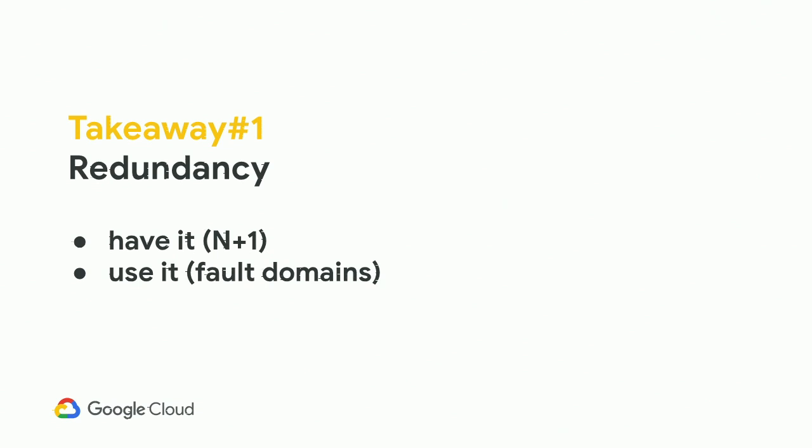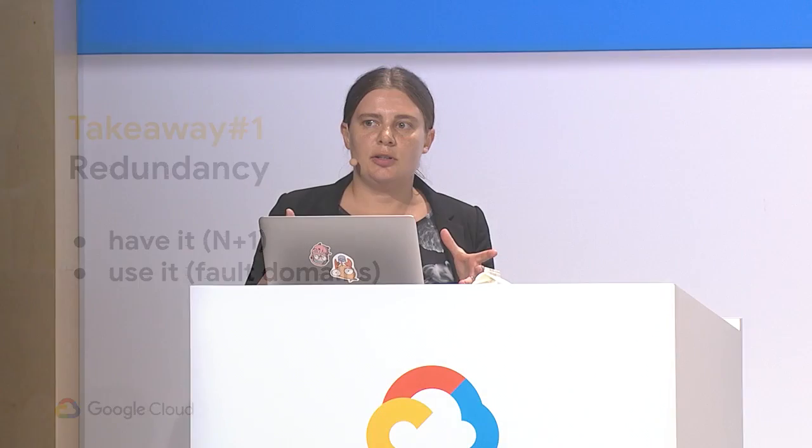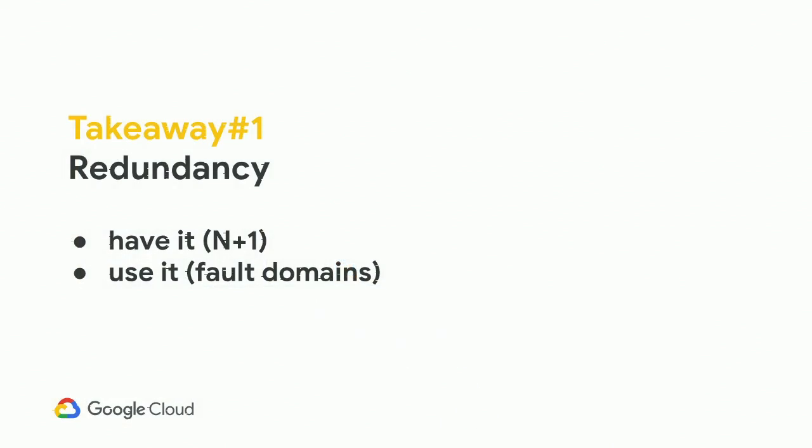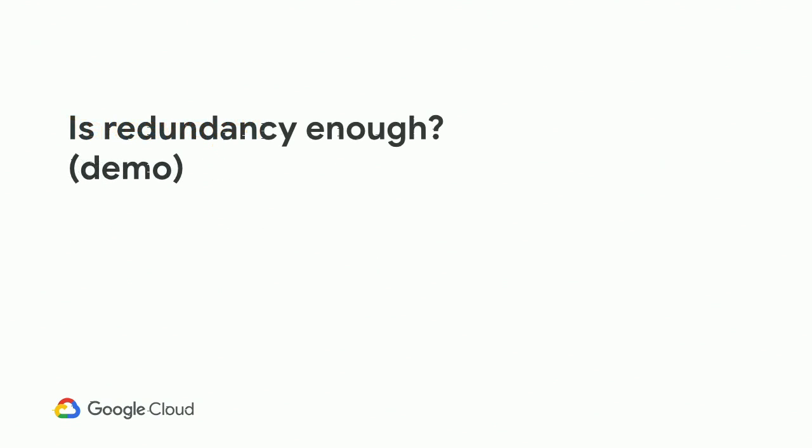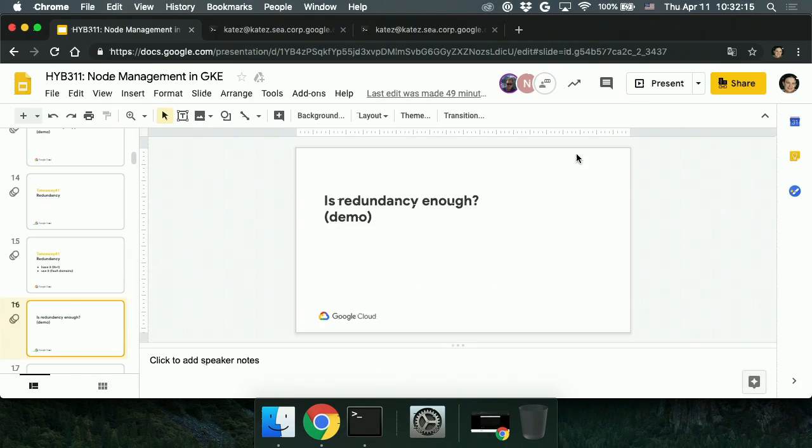You can think about your application as different fault domains that you want to separate and run separately of each other so that if part of your application fails, the other one still can survive and serve some traffic. However, is that good enough if we have redundancy? Let's take a look.